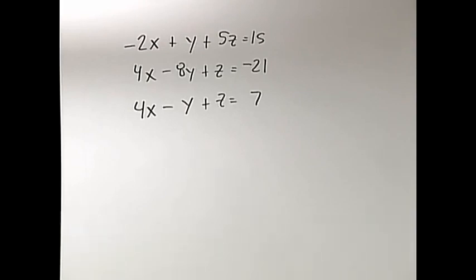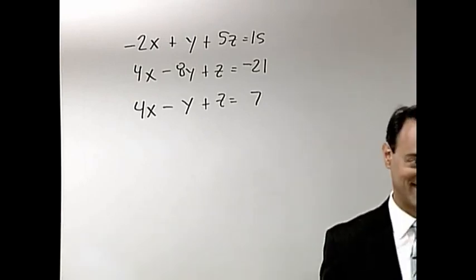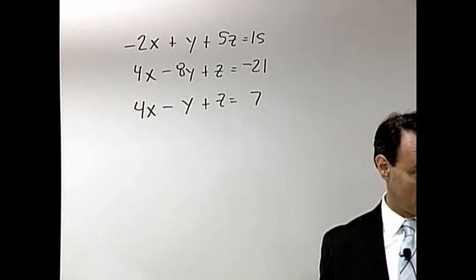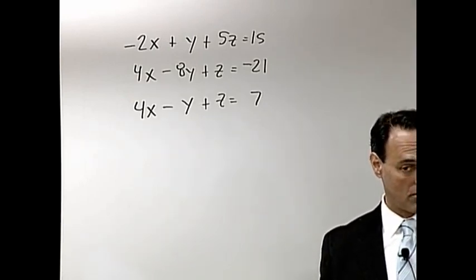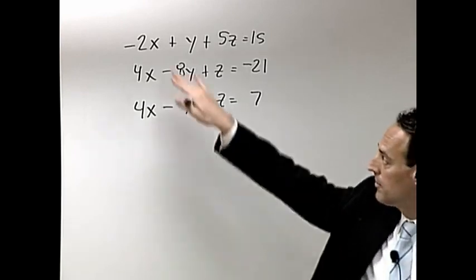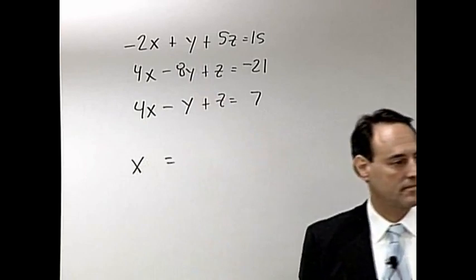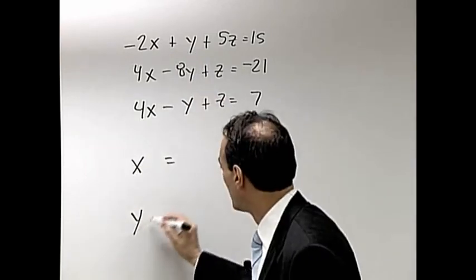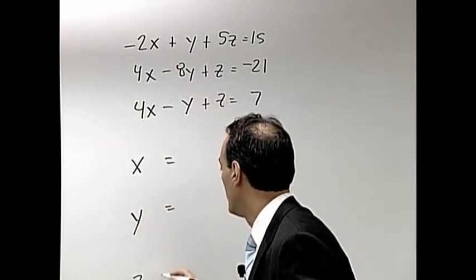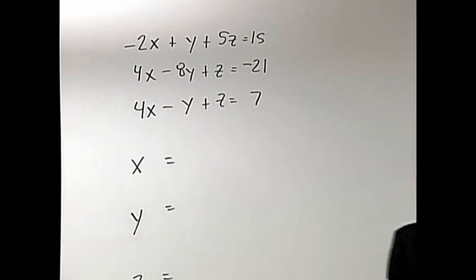So what do you think my answer is going to be? It should be 2, 4, 3, right? Dang. But I flipped things. And now I'm going to do the same thing I did before. From the first equation, solve for x. From the second equation, solve for y. Third equation, solve for z.